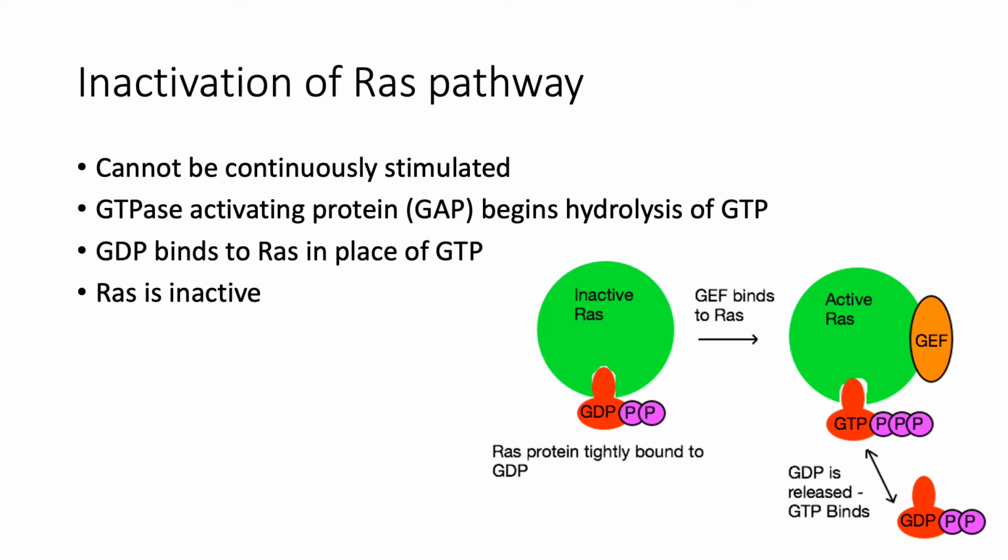Just as important is the inactivation of the RAS pathway, since it cannot be continuously stimulated. Basically it is the reverse, and GTPase activating protein helps with the hydrolysis of GTP, and it releases the phosphate, and the GDP comes back to replace it, thus inactivating it.